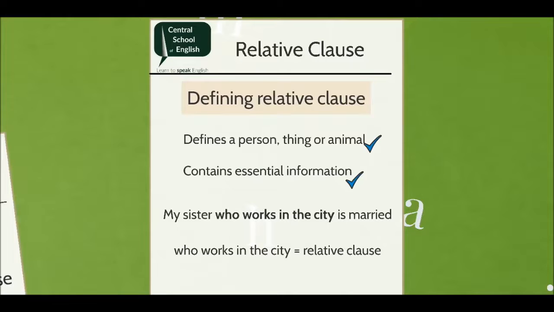In English, there are two types of relative clauses. Defining relative clauses define which person, animal, or thing we are talking about. All the information in a defining relative clause is necessary and important. For example, my sister, who works in the city centre, is married. This sentence means I have more than one sister. The defining relative clause, who works in the city centre, identifies which one of my sisters I'm speaking about. Without using a defining relative clause, the listener would not know which sister I am speaking about.